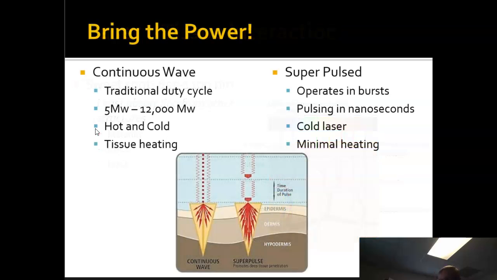There are different ways of delivering this. There's always continuous, and then there's pulsed, right? So the continuous wave, you can see, is just a continuous stream of light energy or laser. The super pulsed, you have these super bursts of laser energy. We're talking nanometers and now nanoseconds, right? These little pulses in nanoseconds, you get minimal heating, and that's kind of what these cold lasers are about.